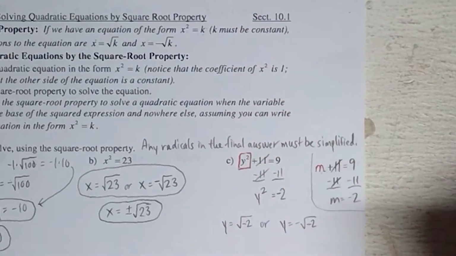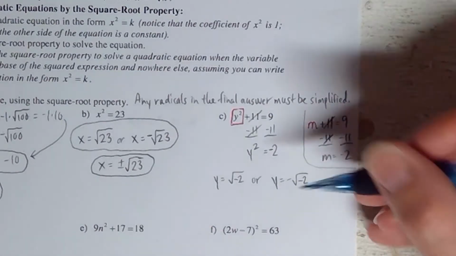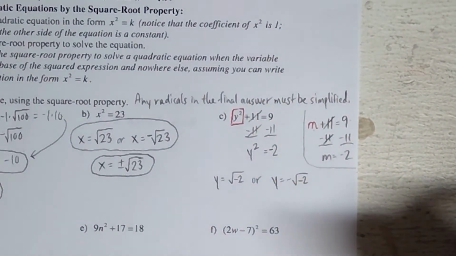We've got a problem here, though, that's different than the previous two problems. The issue here is that we have a negative number underneath the square root.